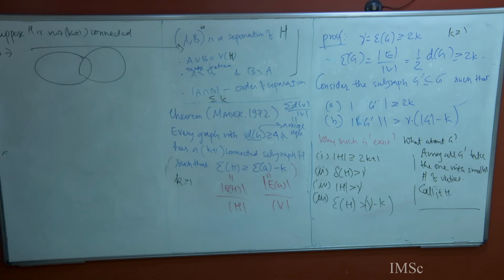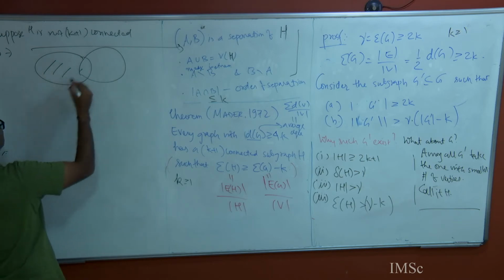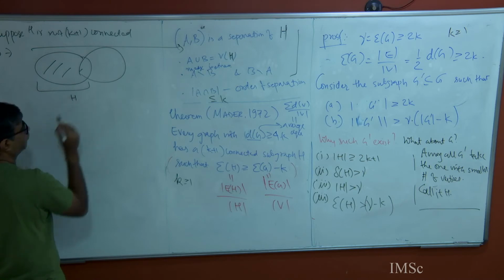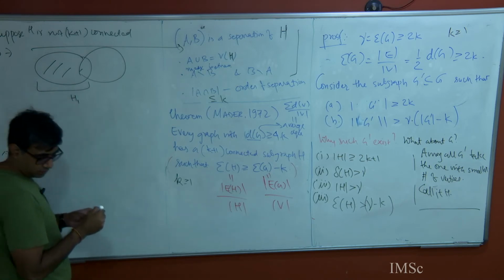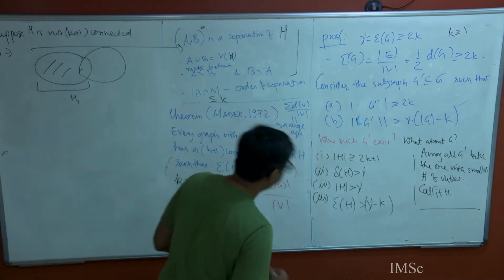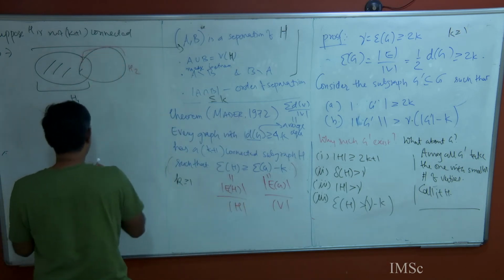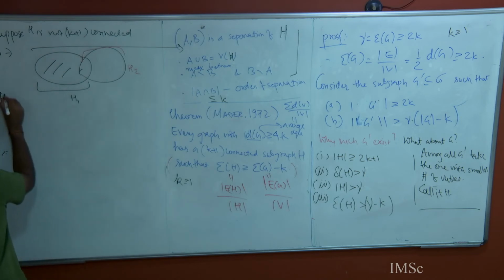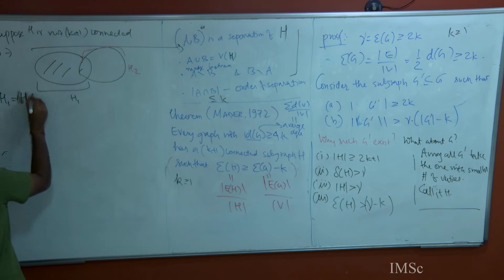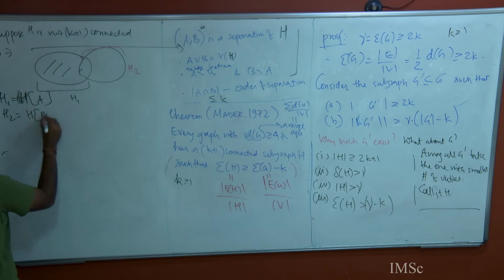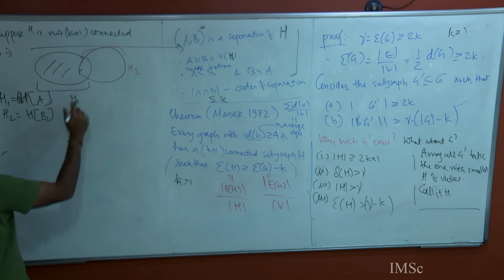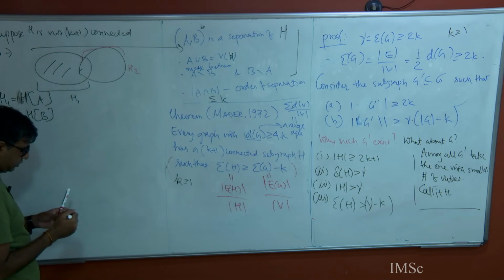Okay, so let's draw the picture. Now look at, let's call this piece H1. Let's call this piece H2. So by definition, what is H1? H1 is H induced on A, H2 is H induced on B. That's it. So this is what I mean by H1 and this is H2.